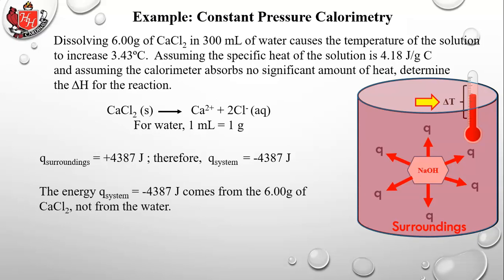The energy Q of the system comes from the 6 grams of CaCl2, not from the water. So be clear on that point. The energy all went out into the mass of the surroundings, which is the water plus the CaCl ions broken up. But where did that energy come from? It didn't come from the water at all. It only came from the 6 grams of the CaCl2.